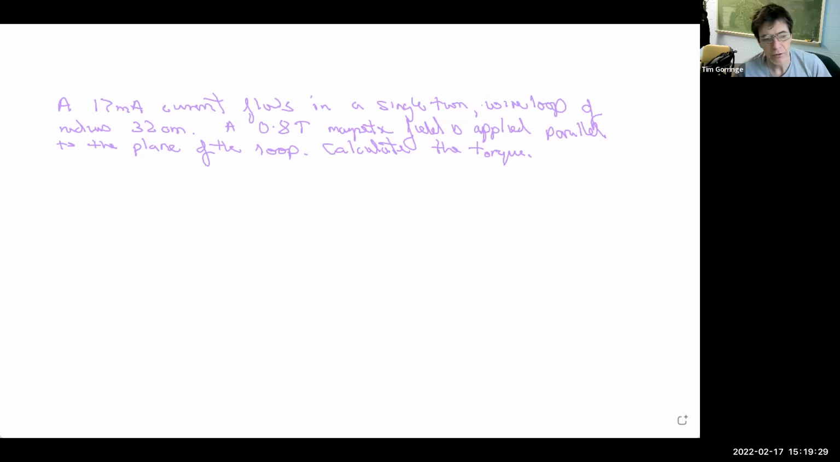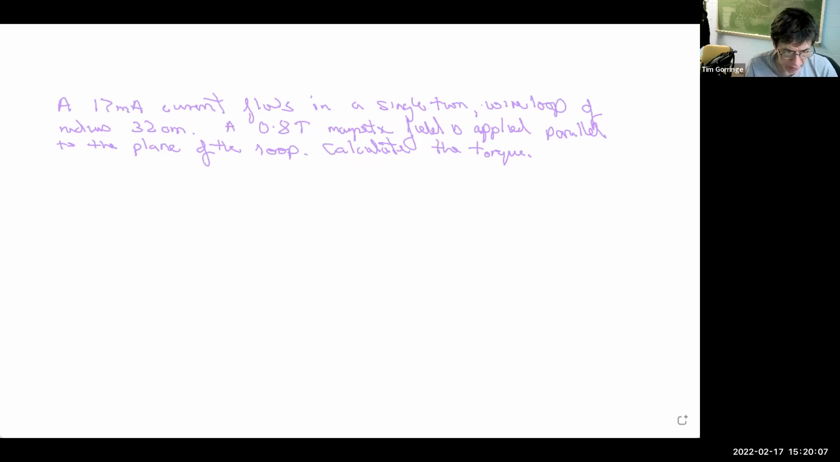I wanted to work through an example of the calculation of the torque on a current carrying loop that is immersed in a uniform magnetic field. This is an example of what we call the electrical motor, in which a current carrying loop is immersed in a magnetic field to create rotational motion. So we're actually going to calculate that torque on that loop in that field.